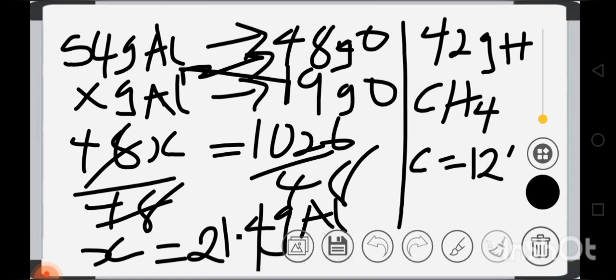So try and see if you can solve this and get the answer. I've solved almost the same example like this before. So we are going to have 126 grams of what? Of carbon. So please try and see. Try and do this to get the answer.